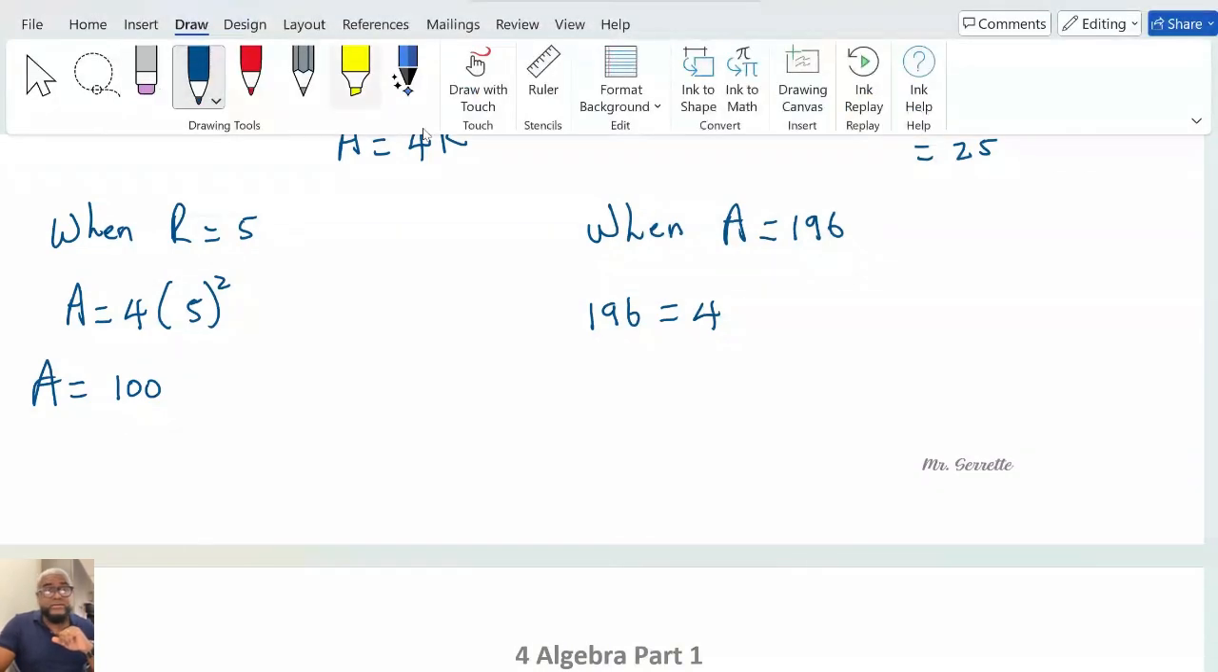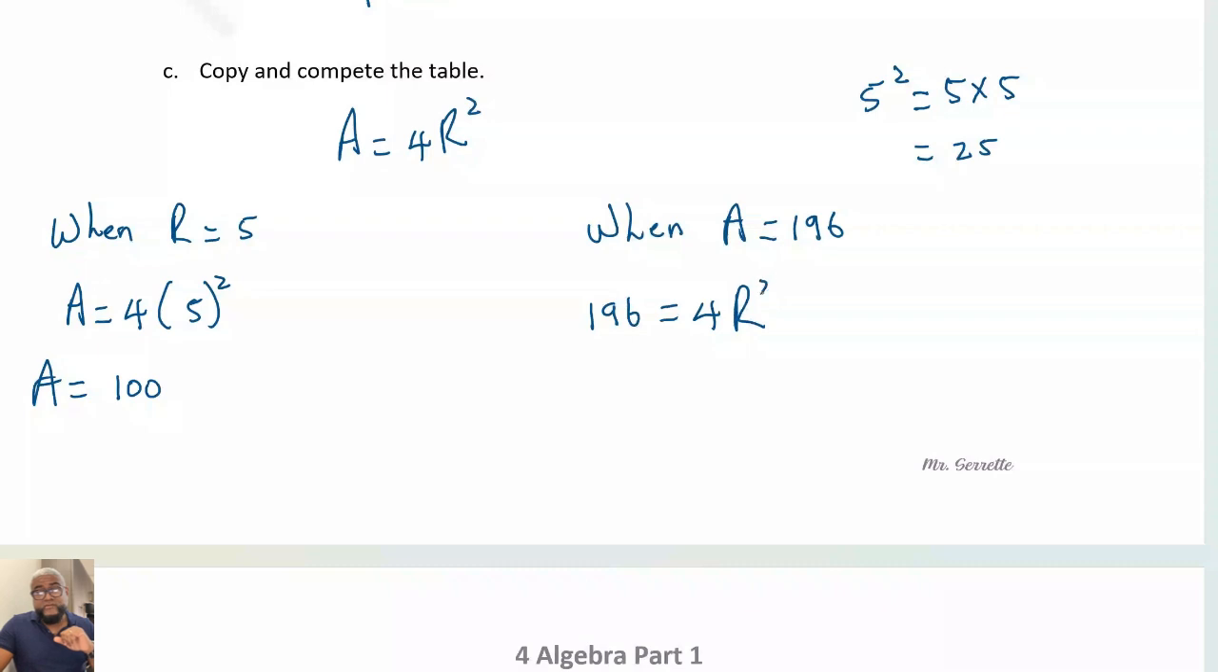We don't know R. We're trying to find R. So 4R squared. We don't know R, right? So I should have put that here. Like here, A was equal to question mark. We didn't know A, right? And for this one here, R was equal to question mark. We don't know R. Cool?